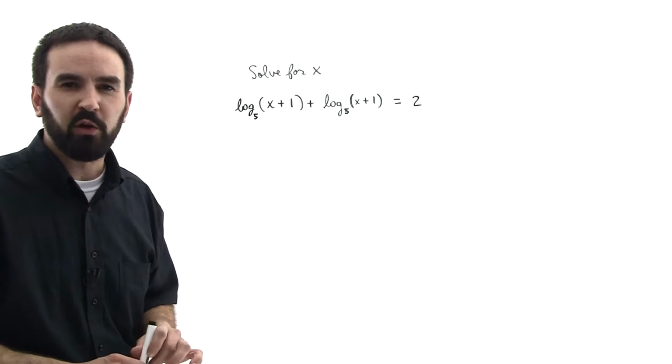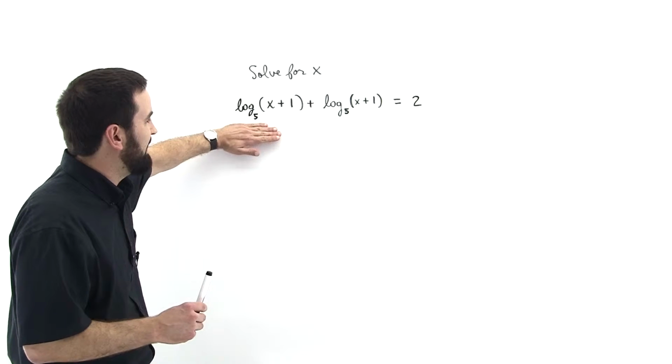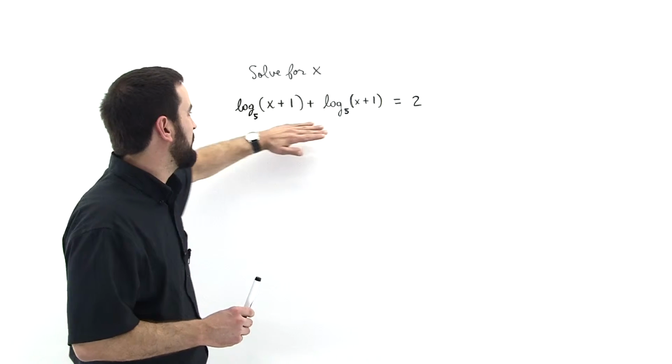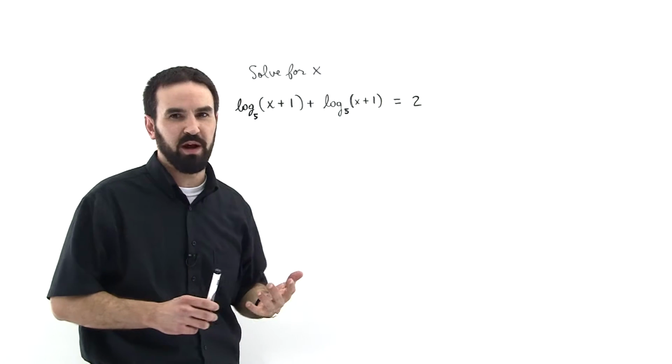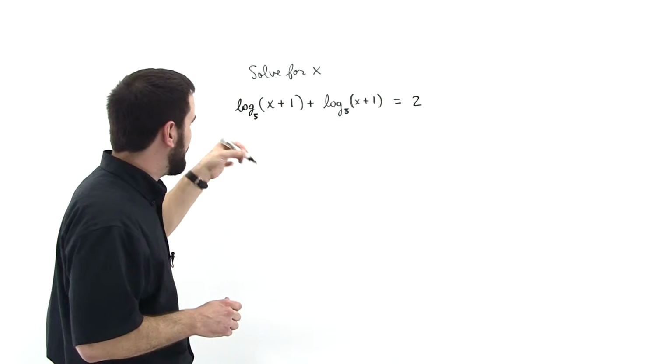We're given this logarithmic equality and we're asked to solve for x. The first thing we notice is that this is log base 5 and this is log base 5. So we can combine these two using the addition property for logs.